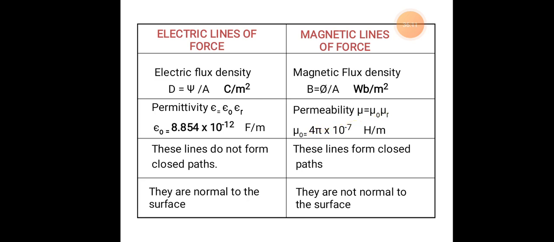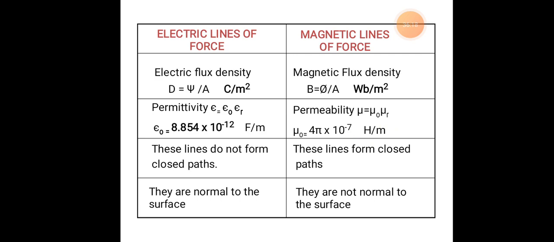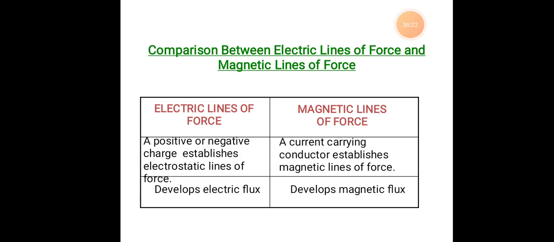So very important. I will repeat this again: the comparison between the electric lines of force and magnetic lines of force. Note this very important comparison. A positive or negative charge establishes electrostatic lines of force. In magnetic lines of force, the current carrying conductor establishes magnetic lines of force. In electric lines of force, the electric flux is developed. In magnetic lines of force, the magnetic flux is developed.